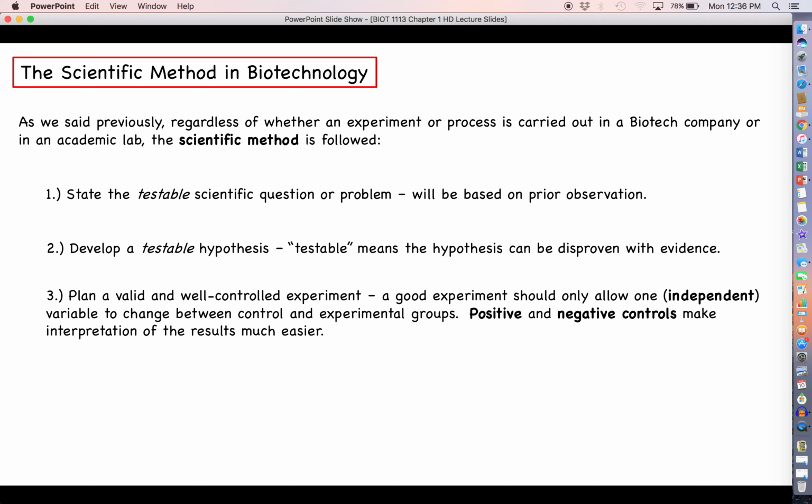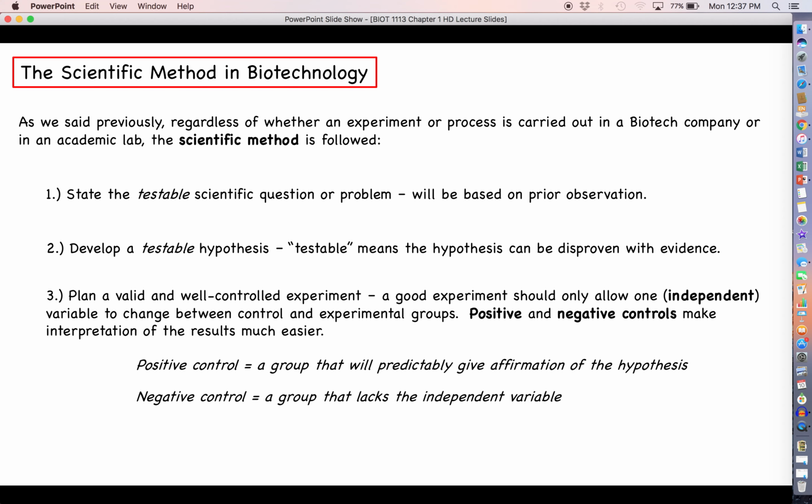In addition, you want to have ideally both positive and negative controls. These are going to make interpretation of the results much, much easier. A positive control is a group that will predictably give affirmation of the hypothesis. A better way of saying that is that a positive control is something that is almost guaranteed to give a positive result. It's basically saying, if my hypothesis is correct, this is what my experimental group is going to look like. So the positive control is basically just something to tell you that this is what things are going to look like if the hypothesis goes one way.